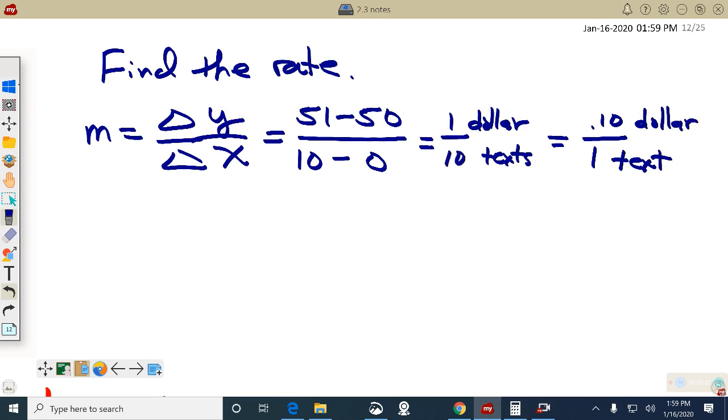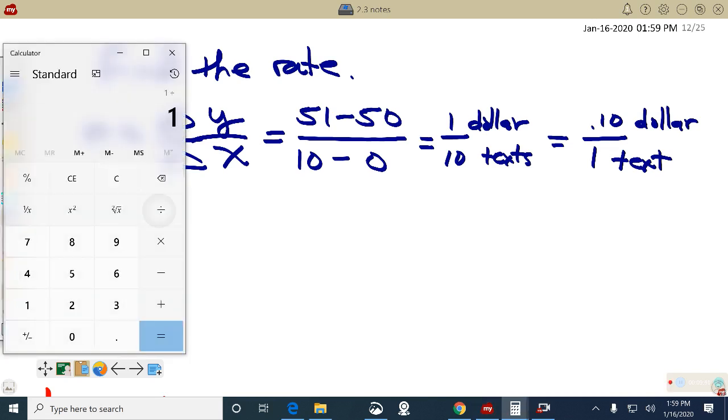Look at what I did. All I did to make the denominator a 1 is take 1 divided by 10. See, 1 divided by 10 on a calculator. Let me get my calculator out, just for those of you who are rusty with decimals. 1 divided by 10 is 0.10. In other words, a tenth of a dollar, which is actually a dime, 10 cents. Good job, Alfaro.